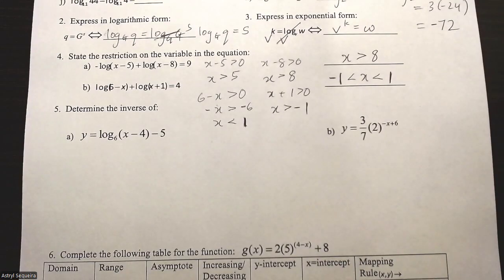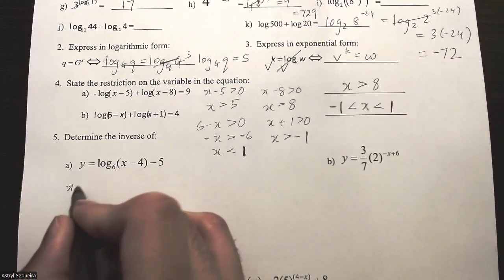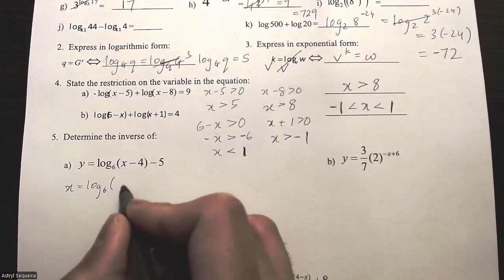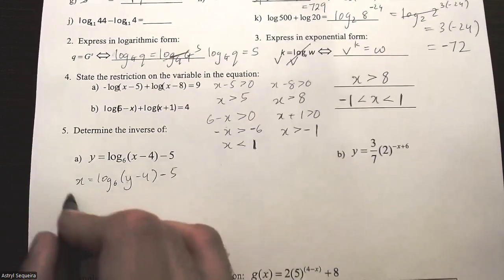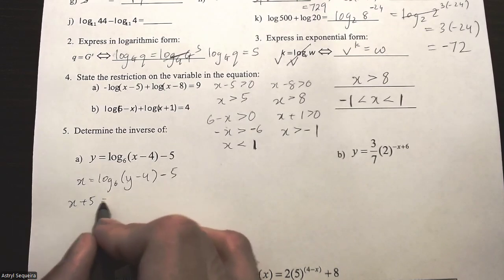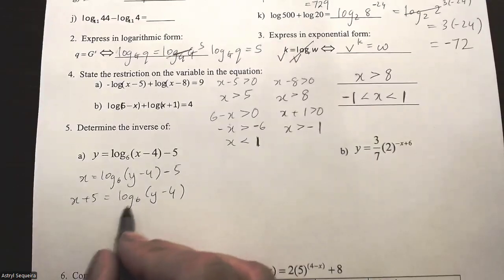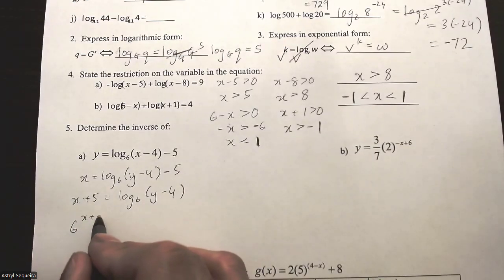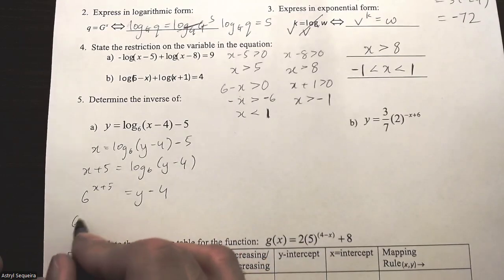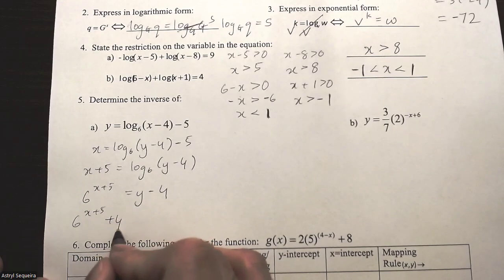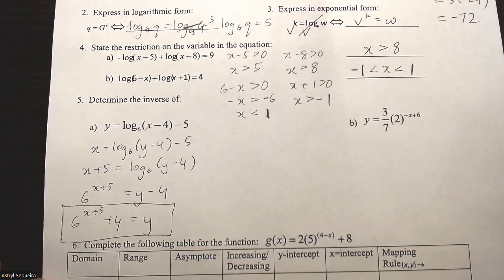Question number 5, find the inverse of these functions. So to find the inverse, I start by just flipping my x and my y. And now I have to isolate my y, so I'll add 5. I'll move the log 6 to the other side and it becomes exponential. Then I'll add 4 on the other side. And this is the inverse function.